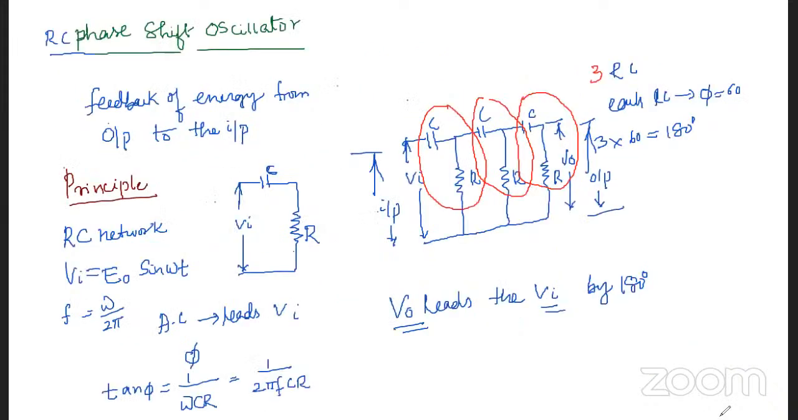So this is the principle. The principle involved in the phase shift oscillator is that the applied voltage at the input is Vi equals E naught sin omega t, which is AC. We have to choose the RC combination in such a manner that it produces a phase shift of 60 degrees. So with three RC combinations, we produce 180 degrees of phase shift. Then there is a phase shift of 180 degrees between the input and output, so the output voltage leads the input voltage by 180 degrees. This is the principle here.